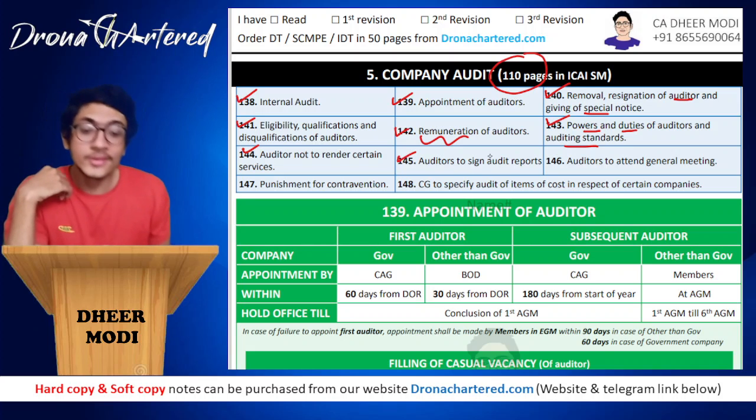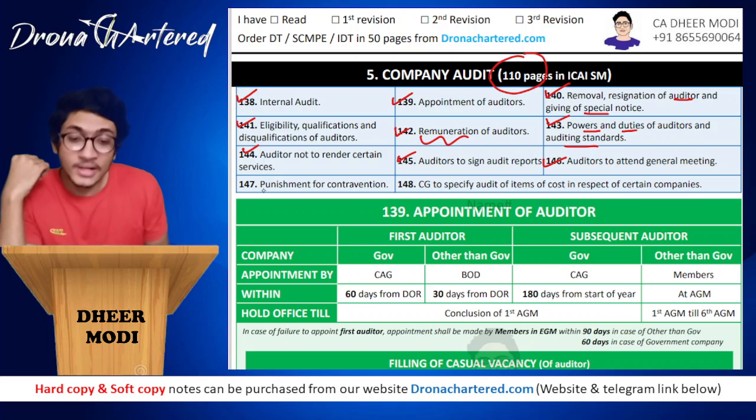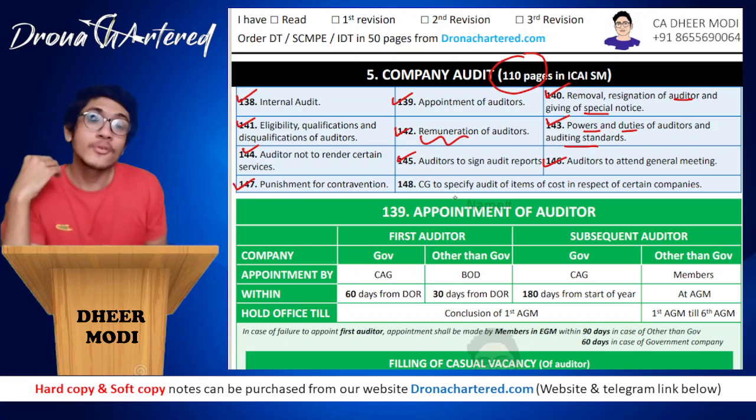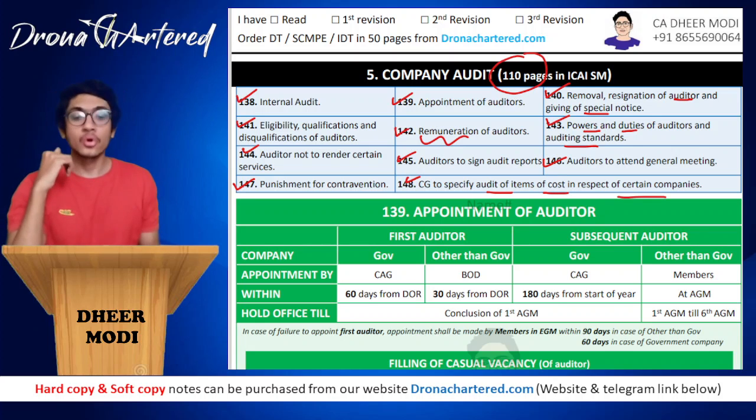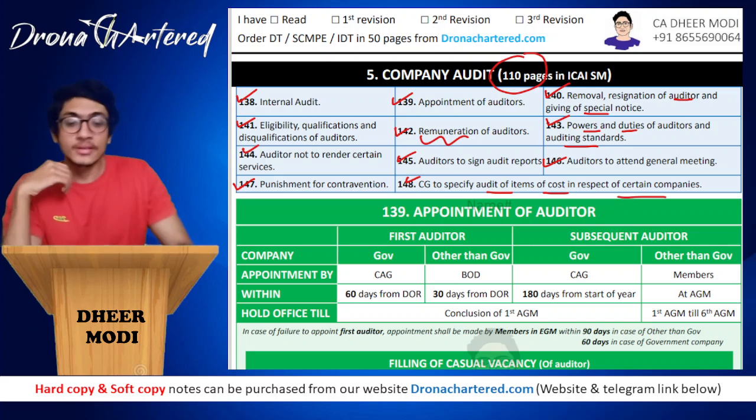145 talks about auditors to sign audit reports. 146 talks about auditors to attend general meeting. 147 is your punishment for contravention, that is your penalty section. And 148 talks about audit in terms of cost in respect to certain companies, that is your cost audit. So these are your sections that will be in this chapter. So let's start. This is your chapter overview.